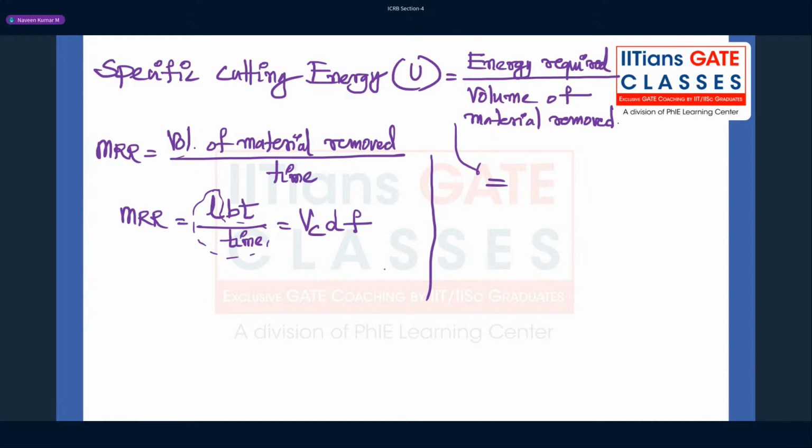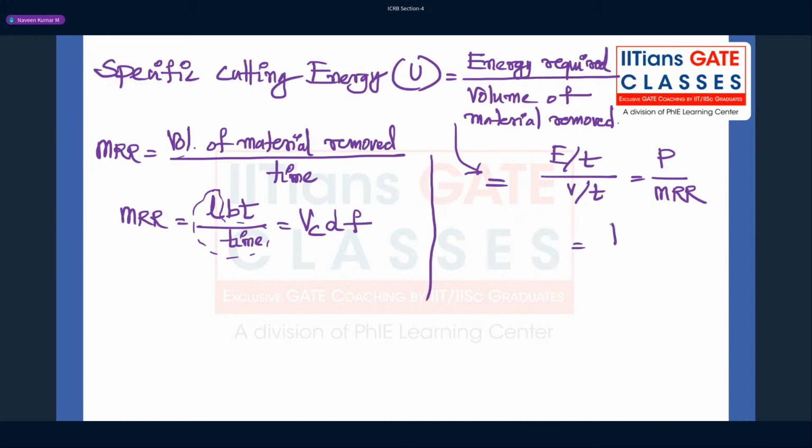Okay, sorry for the interruption. What is energy? I'm writing energy in terms of power. Energy by time is power, right? So I will divide the numerator and denominator with respect to time. So energy by time, volume of metal removed by time. Energy by time is power, and volume by time is MRR. Simple. What is power?